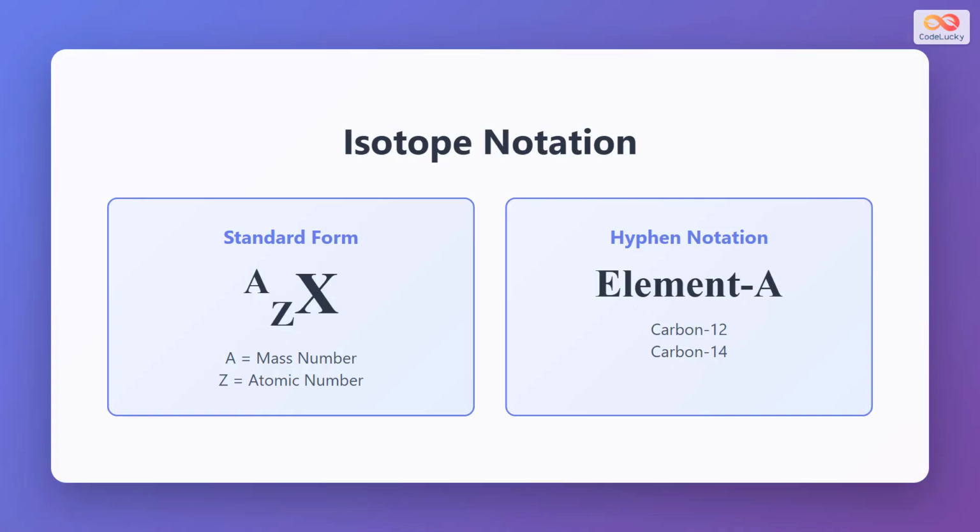There are two main ways to represent isotopes. The first is the standard form, where we write the mass number A as a superscript and the atomic number Z as a subscript before the element symbol X. The mass number is the total of protons plus neutrons, while the atomic number is just the number of protons. The second method is hyphen notation, which is simpler. We write the element name followed by a hyphen and the mass number. For example, carbon-12 or carbon-14. Both notations give us the same information about the isotope.